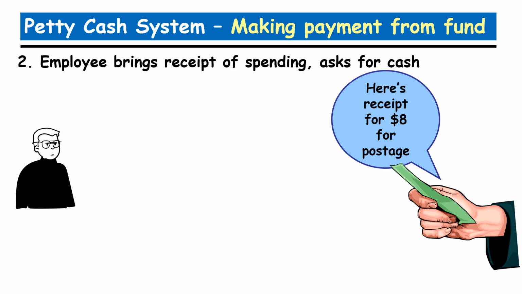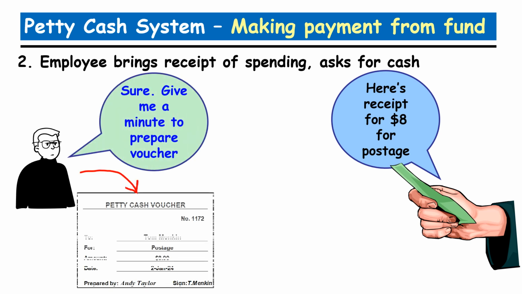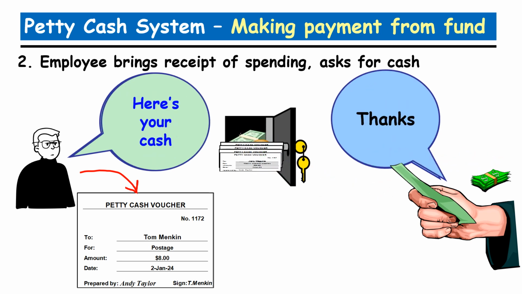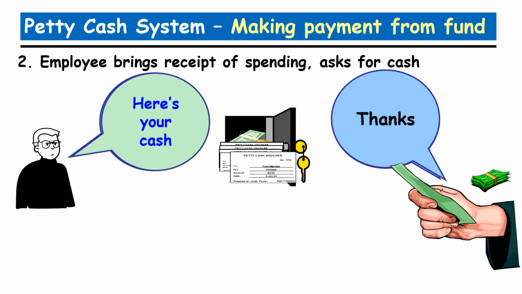Again, the petty cashier needs to know whether this money was spent for business purposes and was approved. So he needs to see some sort of authorization from the holder of the receipt. So maybe the supervisor has signed that receipt, and that confirms for the petty cashier that the money will need to be given. Once he confirms that, he needs to prepare a voucher again and gives the cash to the holder.